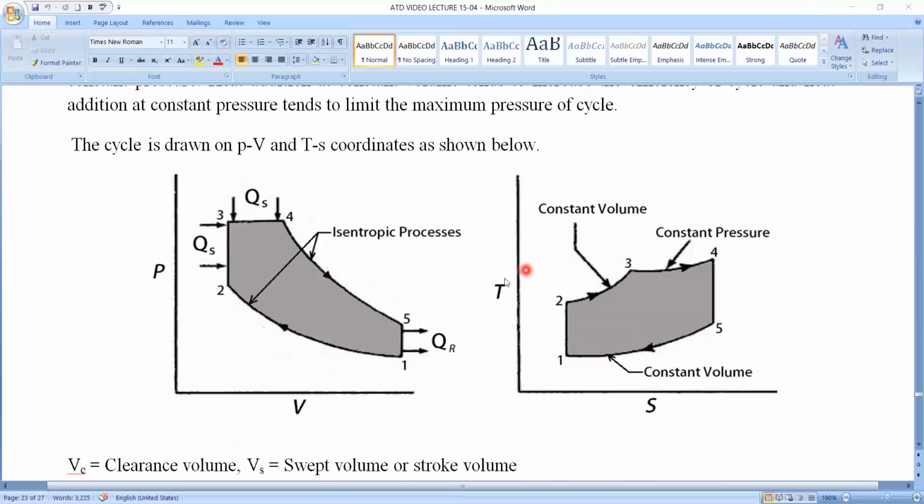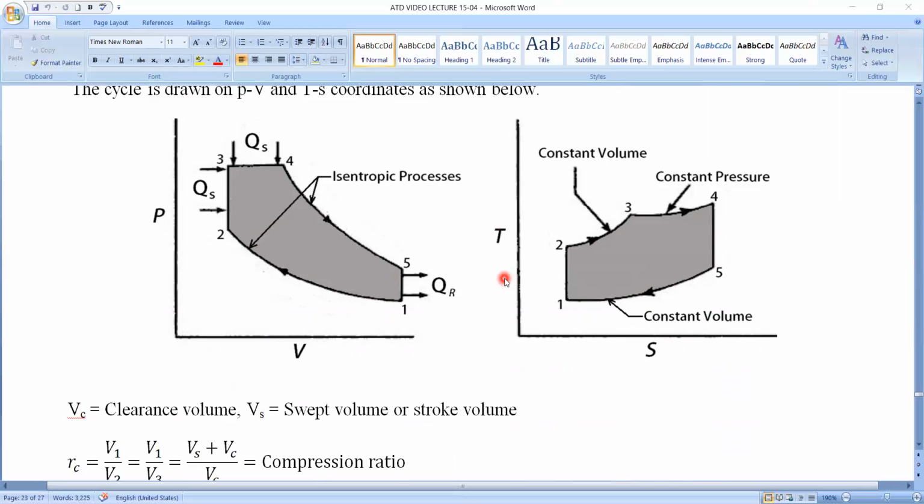Let us see how to draw the cycle on PV and TS coordinates. First we'll see the PV coordinates. The process 1 to 2 is a reversible adiabatic process or isentropic compression process. I repeat, process 1 to 2 is reversible adiabatic compression. As I said, the heat addition takes place in two different processes, namely a constant volume process and a constant pressure process. So process 2 to 3 represents heat addition at constant volume, and process 3 to 4 represents heat addition at constant pressure.